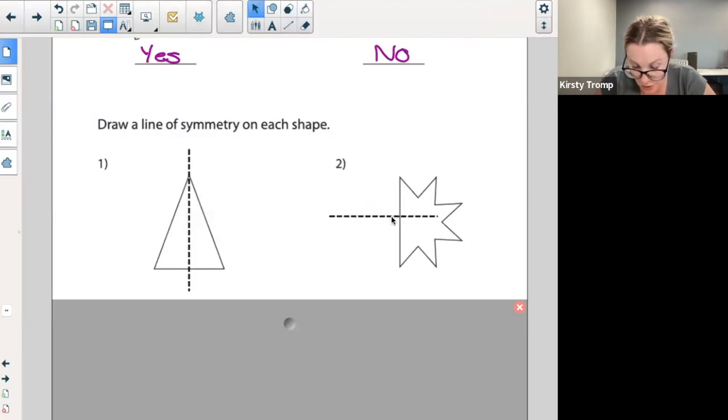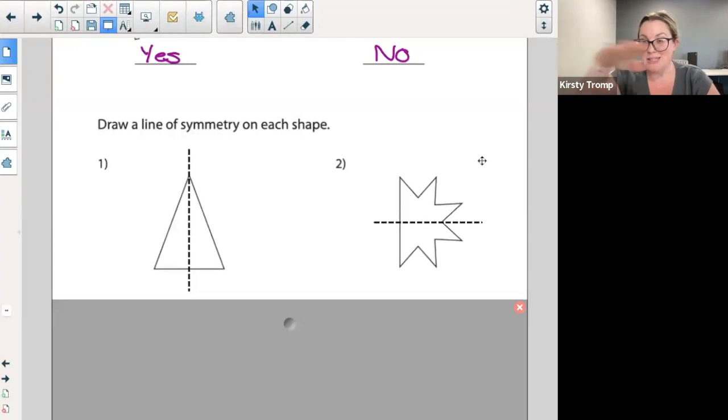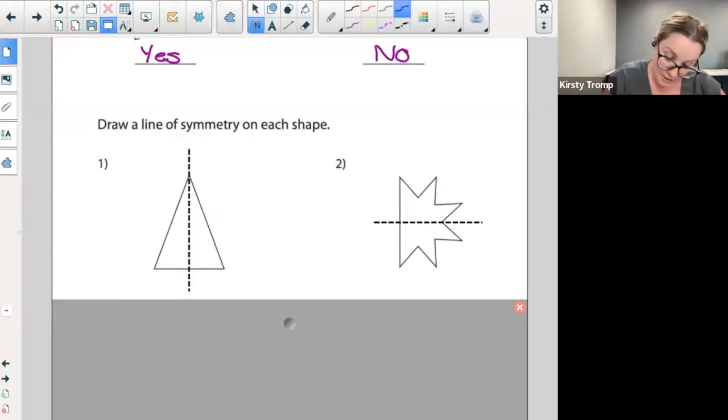If I'm looking at number 2, I'm thinking that my axis of symmetry is definitely down the middle of that shape. So it's horizontal, and it's cutting that shape in half. When I fold that shape, what would happen? This point over here would match up with that point. This point would match up with this point. And finally, this point would match up with that point.